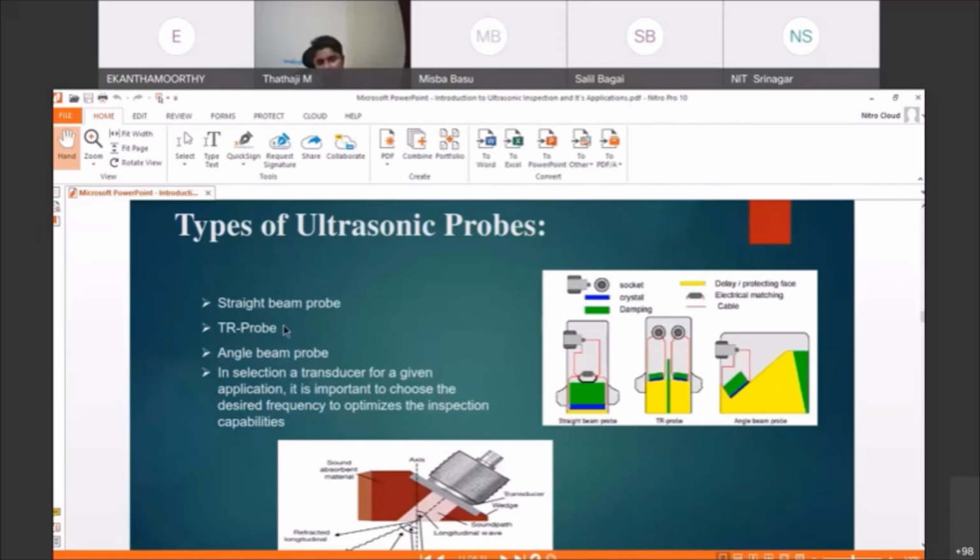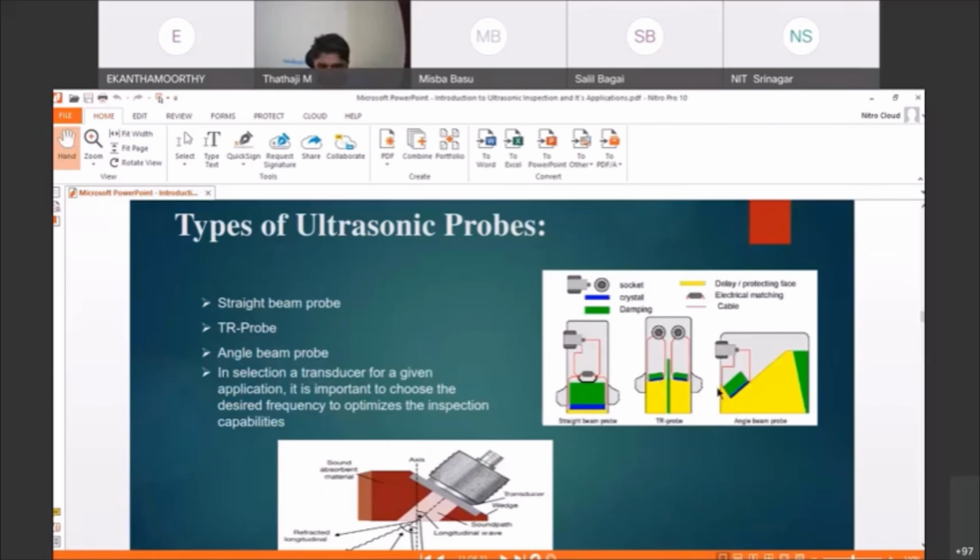TR probes we mostly use for thickness measurement, for measuring smaller thicknesses. The advantage of the TR probe is that it has two different crystals: one transmits and one receives. In the single crystal case, the same crystal both transmits and receives. But the TR probe has one crystal dedicated to sending only and one dedicated to receiving only. The advantage is that it eliminates the dead zone, so even smaller thicknesses can be measured.